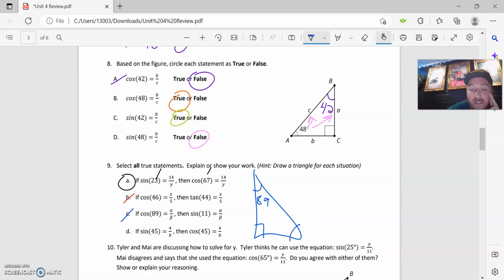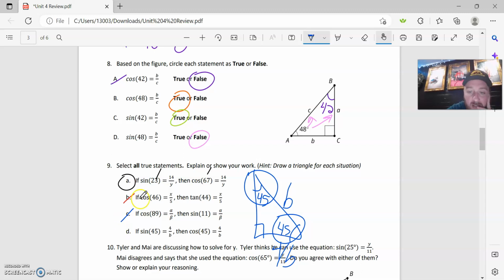So 45, here we go. That's a valid 45, which means that's 45. Okay, well, sine of 45, this is a little tricky. Pick my angle. Well, do I pick this 45 or this 45? The answer is, it doesn't matter. I'm going to pick one and just call it 4 over b. And then I'm going to look for the cosine of that. And so that's 4 and that's b.